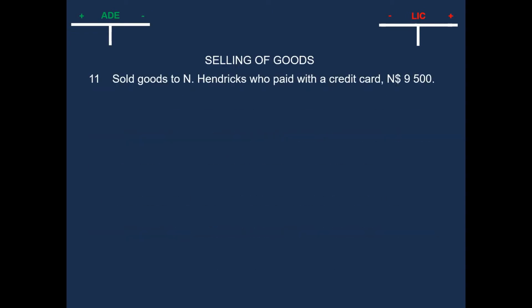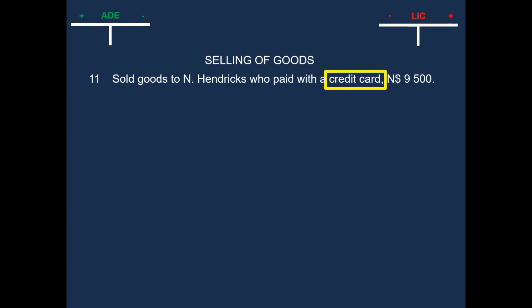sales. So now on the 11th, sold goods to N. Hendricks, who paid with a credit card $9,500. Now we need to identify the two accounts. Now the two accounts are sales, because we see the word sold goods, and the other account is bank because of the word credit card.